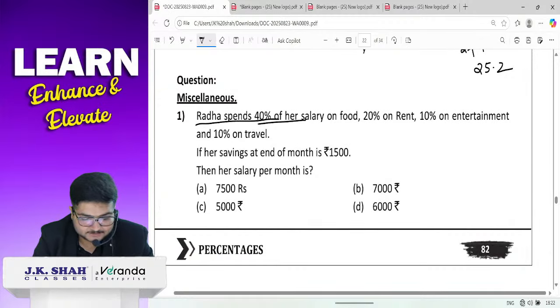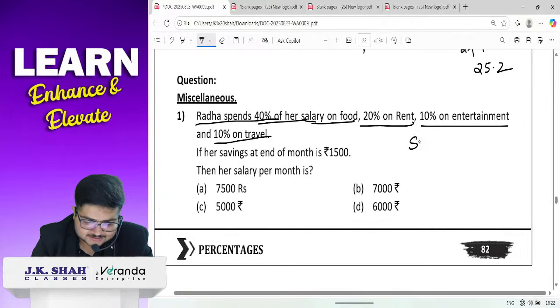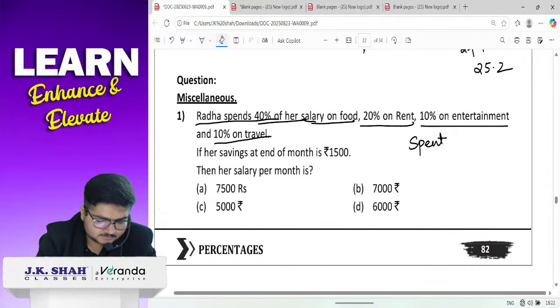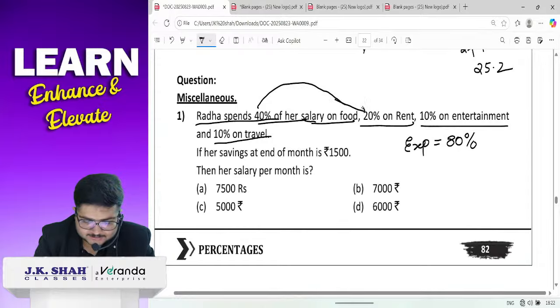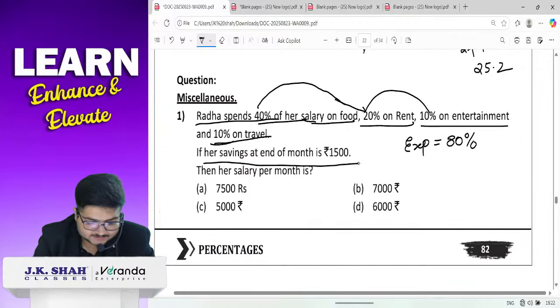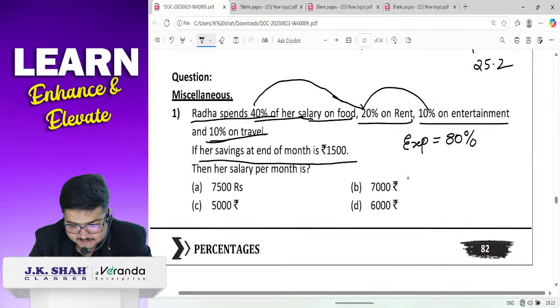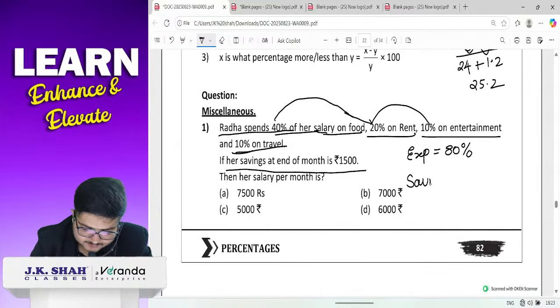Radha spends 40% of her salary on food, 20% on rent, 10% on entertainment, 10% on travel. Total expenditure is 80%. Right? 40 plus 20 plus 10 plus 10 is 80%. Her savings at the end of the month is 1500. The value of savings is given, 1500.